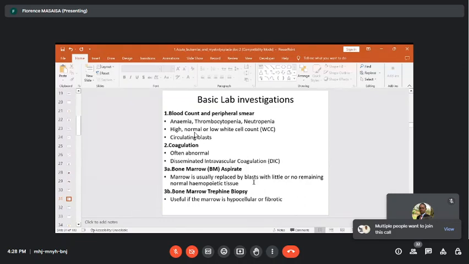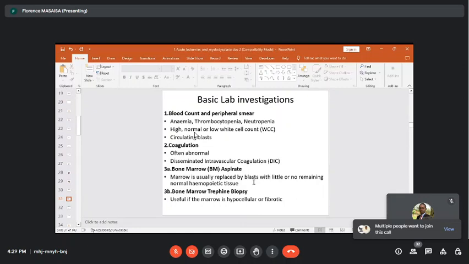Coagulation panel may be abnormal. There is high risk of having DIC, disseminated intravascular coagulation. You go to the bone marrow aspirate, you'll see an increase of blast cells. By definition, leukemia is defined when you see in the bone marrow lymphoblasts or myeloblasts above 30% of the cells. Normally, the blasts are below 5%. When you see the blasts above 30%, that fits the definition of acute leukemia.